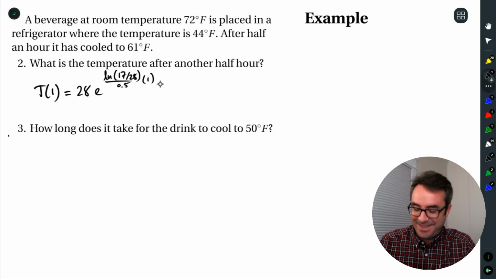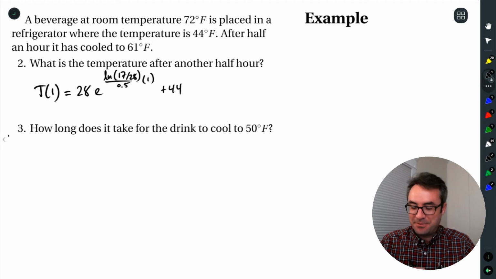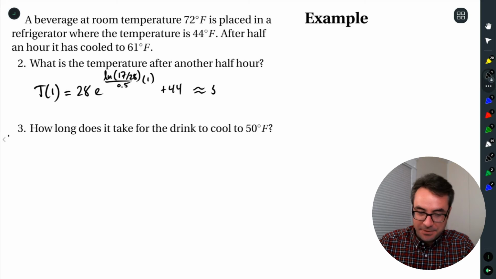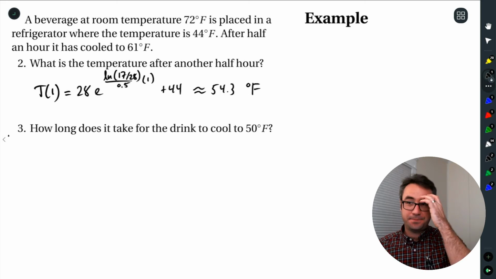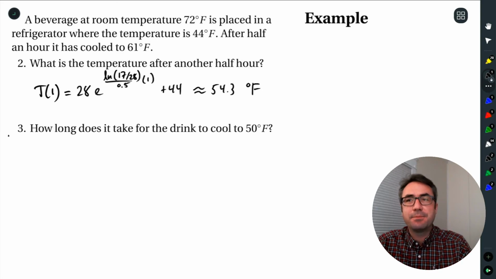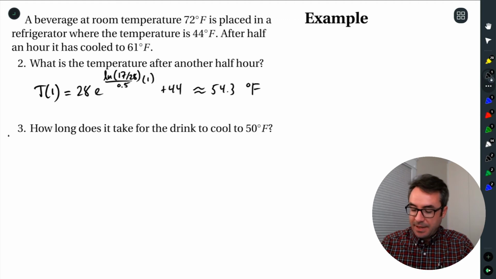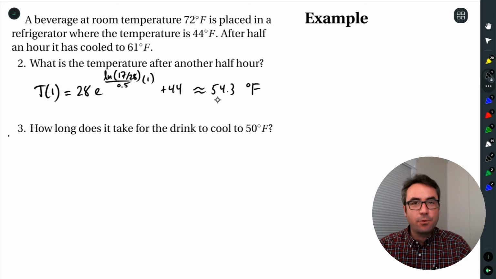I did write the 1 plus 44. And if we calculate this out, it's approximately 54.3, and the units here are degrees Fahrenheit. So that's the temperature of our object that's cooling down in the fridge after 1 hour. We see that after 1 hour, it's at about 54.3 degrees Fahrenheit.